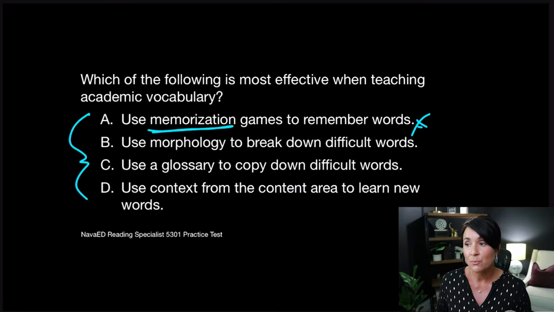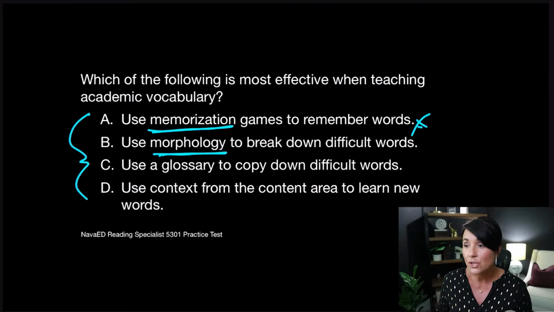B, use morphology to break down difficult words. Okay, we do use morphology to break down words. Morphology is all about compound words, breaking those apart using prefixes, suffixes, and roots. And that is an effective way to break down words to figure out meaning. So I'm going to leave B. Let's go with C. Use a glossary to copy down difficult words. Oh no. Did we do this when we were kids? Yes. I remember my teacher telling us to open up the glossary and just start writing definitions. Did it work? I mean, probably sometimes, but is it the most effective according to research? No. It's busy work. We know why. The teacher was tired and she wanted to keep us busy. And I get it, but it's not the best strategy for vocabulary.